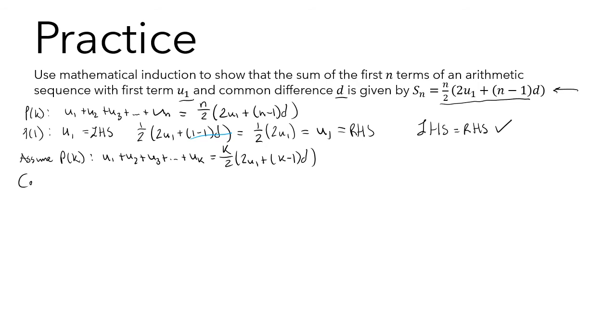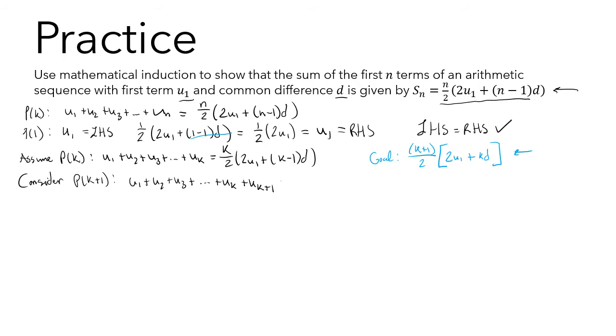Okay, so now we're going to consider p of k plus 1, and we're going to try some algebraic manipulation to get it to equal my right hand side. So first let me write this out: u1 plus u2 plus u3 plus dot dot dot uk plus u(k+1). Now I'm not going to say it equals k plus 1 over 2. I'm going to try and show that. So let me write that over here. My goal here is to get it to look like k plus 1 over 2 times (2u1 plus k plus 1 minus 1, which would just be kd). So this is my goal here.